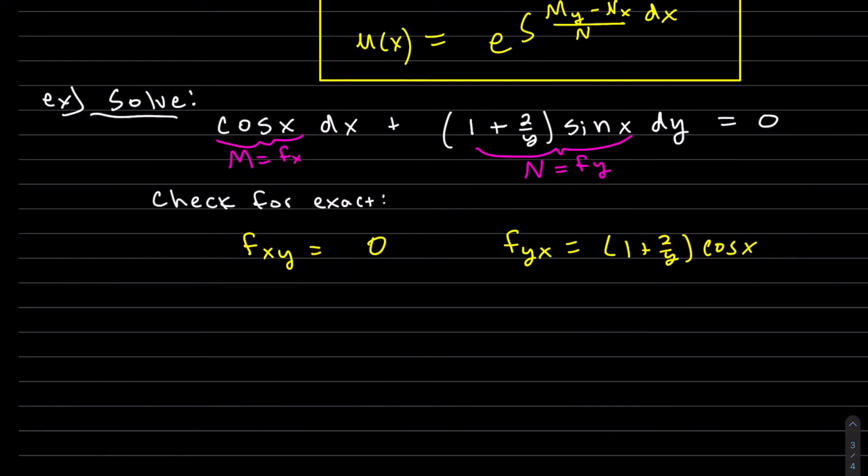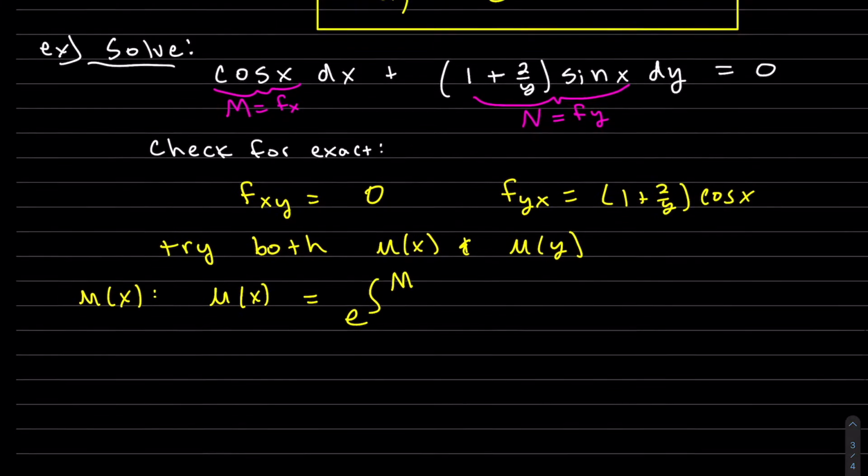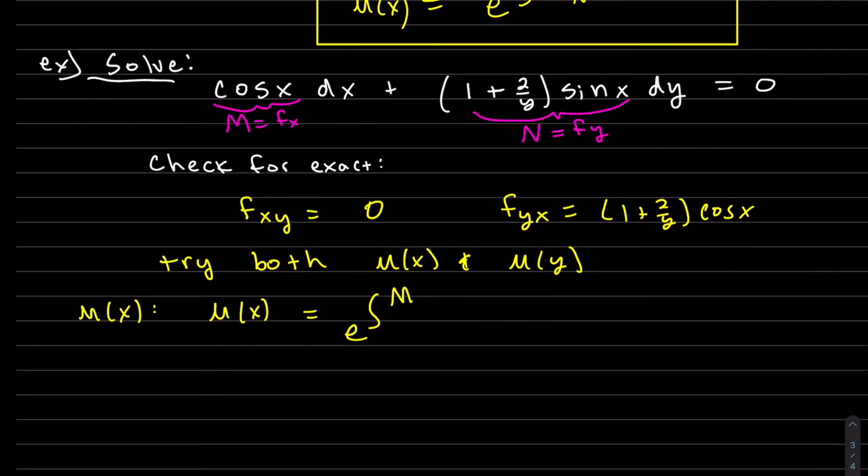So in this problem, we're going to just go ahead and try both mu of x and mu of y. So we get practice doing both. So here it is for mu of x first. Mu of x, what's the formula? It's e to the integral of m. You guys remember it? There it is.